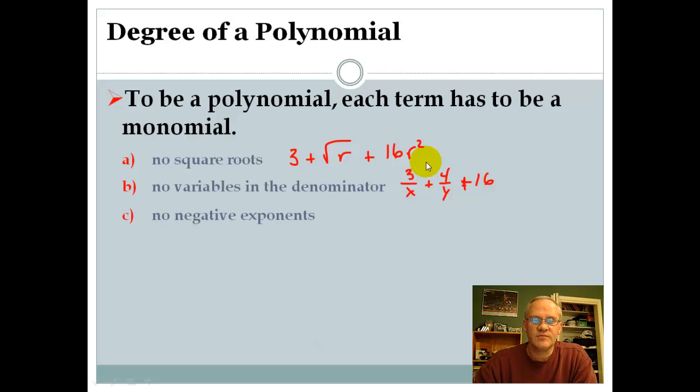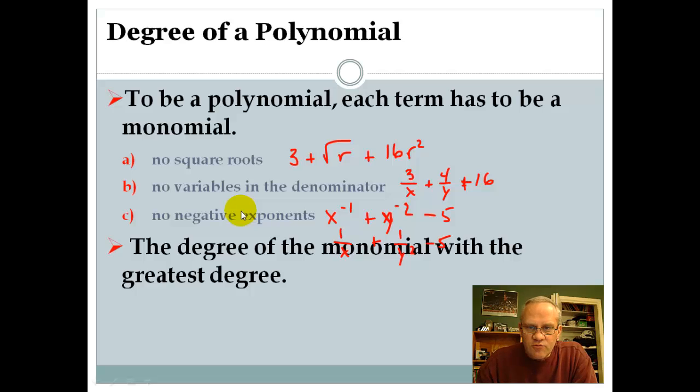And the other thing, no negative exponents. Based on what we were just talking about with negative exponents, why negative exponents wouldn't be good is because, if you had x to the negative 1, plus y to the negative 2 minus 5. Well, what is that really? This is really 1 over x plus 1 over y squared. And so just like the problem here, we've got variables on the bottom. That's why we can't have negative exponents.